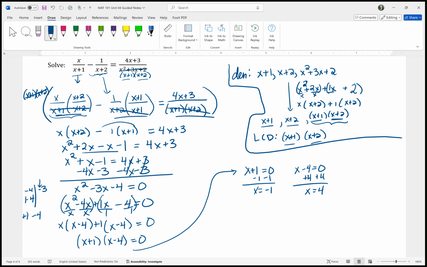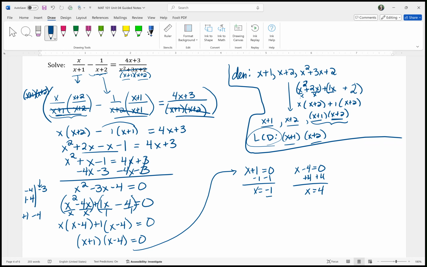We figured out the combination of all of those through our LCD. So basically what we are testing to see is if I have an x value of whatever, in this case -1, if I substitute that x value into any of these denominators and it makes it 0, that means I'm dividing by 0, which is undefined, which means that cannot be an answer.